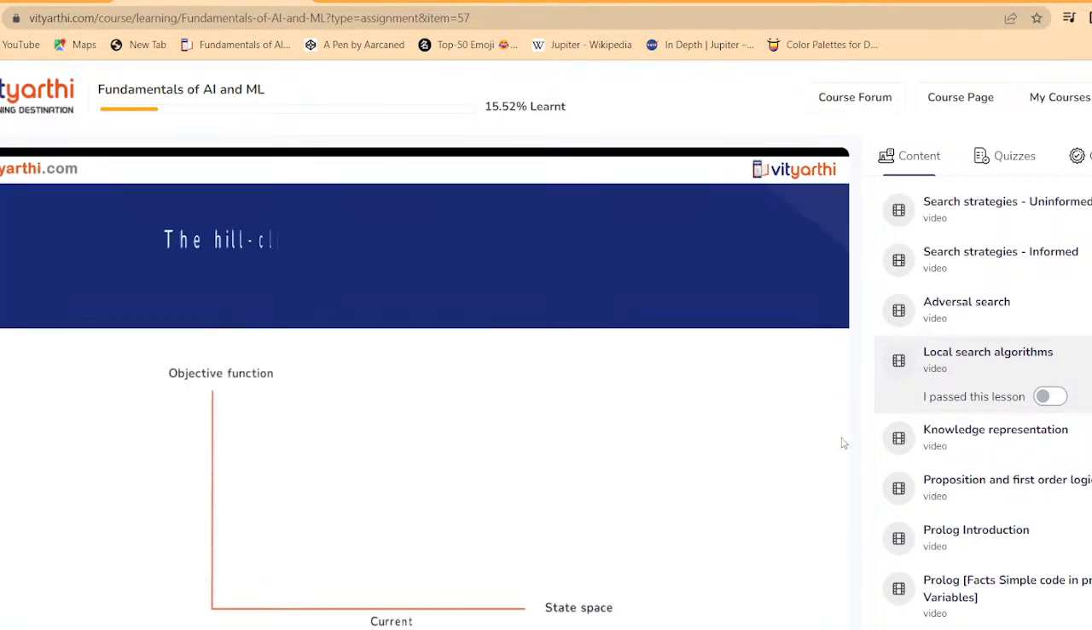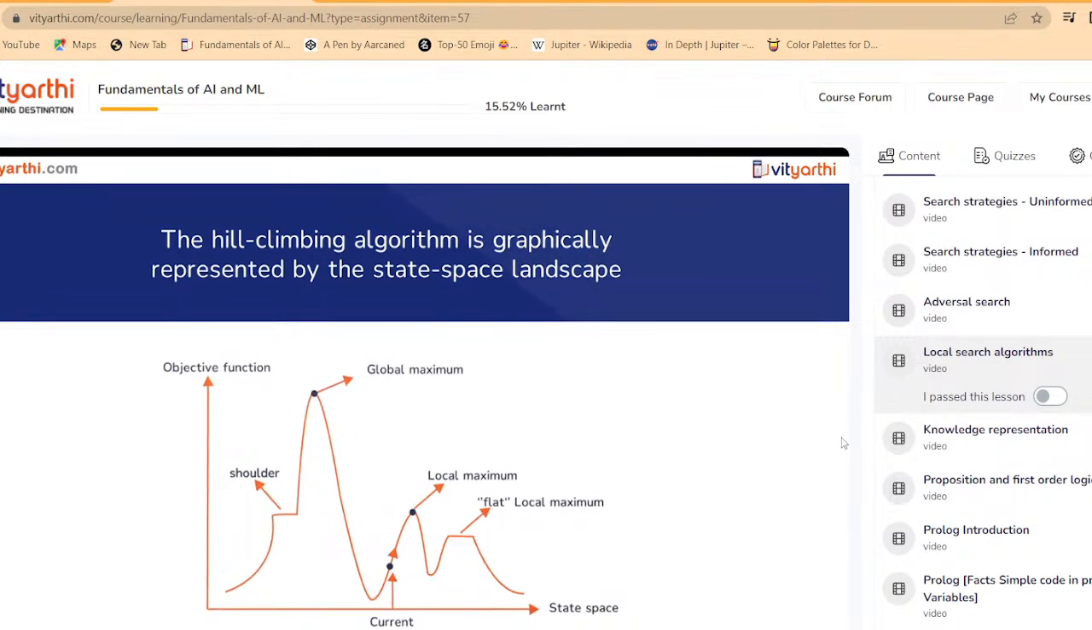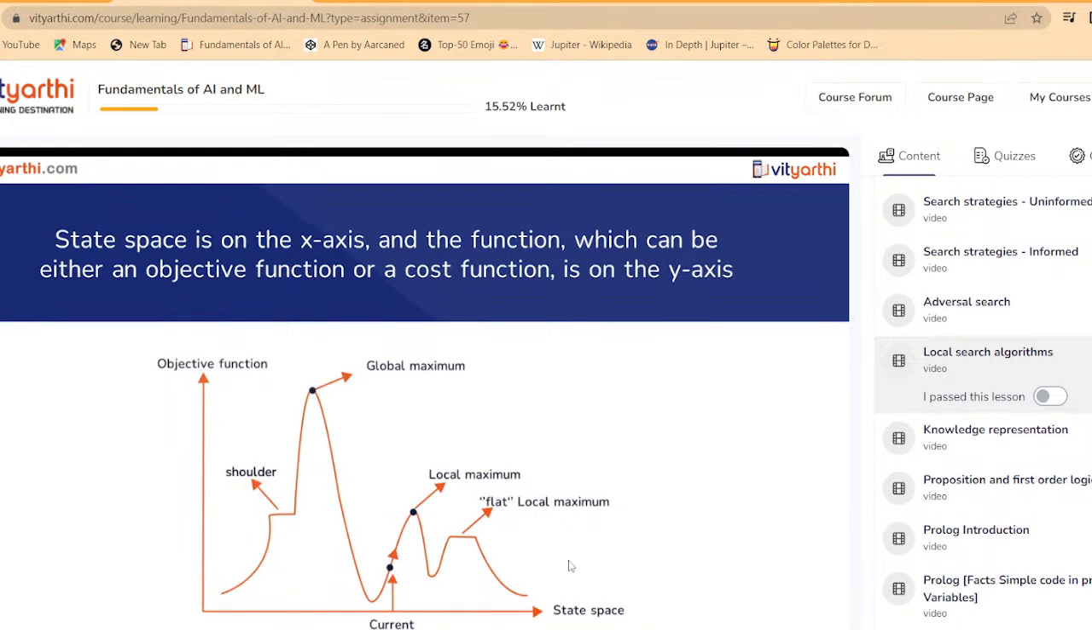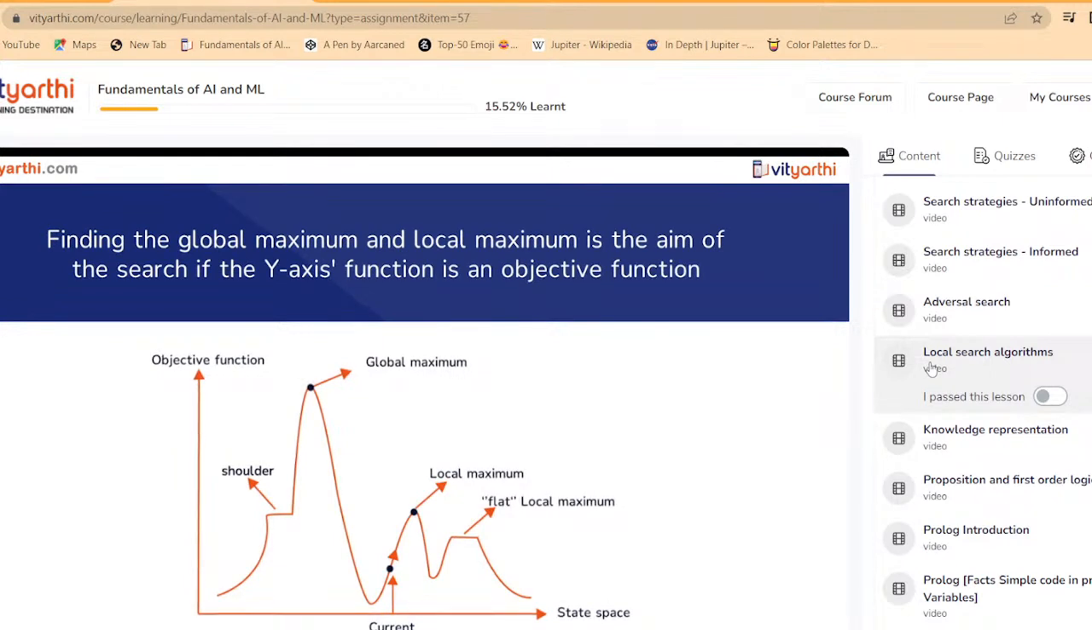The hill climbing algorithm is graphically represented by the state space landscape, which displays a relationship between different algorithmic states and objective function or cost. The state space is on the x-axis and the function, which can be either an objective function or a cost function, is on the y-axis. Finding the global minimum and local minimum is the aim of the search if the y-axis function is cost. Finding the global maximum and local maximum is the aim of the search if the y-axis function is an objective function.